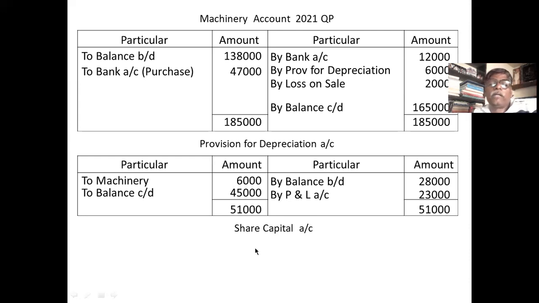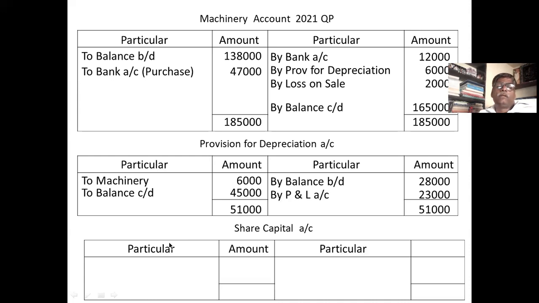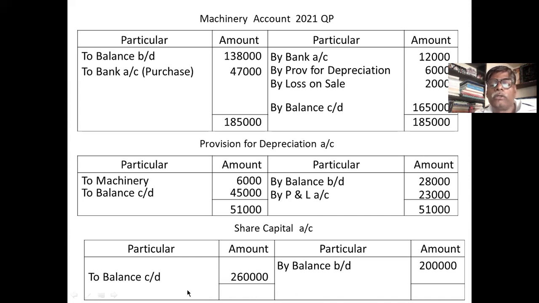Then you prepare the share capital account. In this share capital account, you take by balance brought down 2 lakh. 2 lakh is the opening balance. And by balance carried down is 2,60,000. 2,60,000 is by balance carried down. Okay.